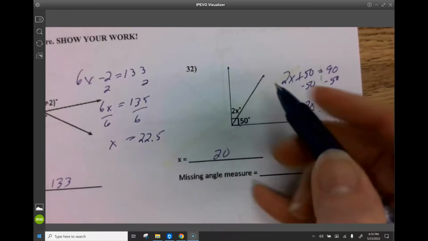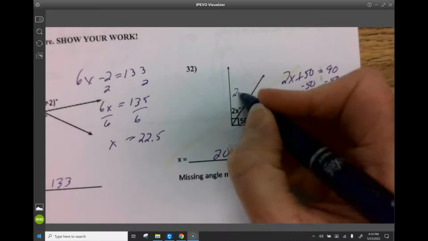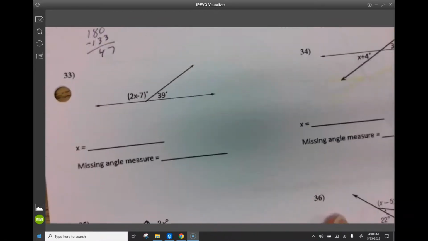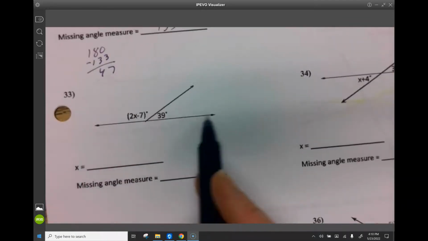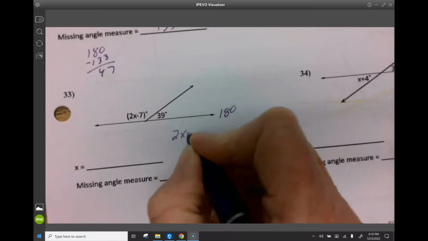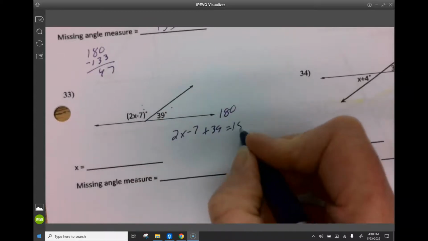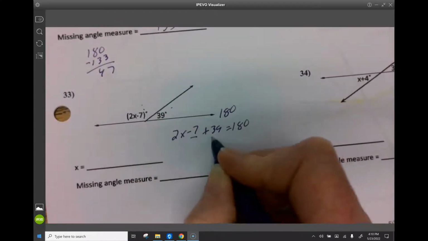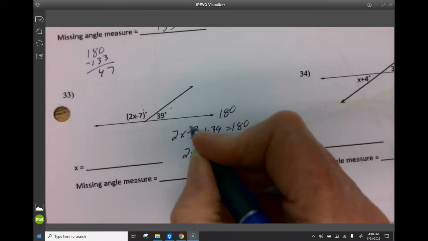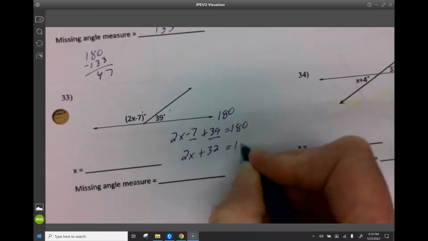So x is 20. And when they say a missing angle, I believe they mean probably this one. Well, that would be 2 times 20, so that'd be 40 degrees. Okay, number 33, look, it's on a line. If it's on a line, that's a straight angle, so that's 180 degrees. So we have 2x minus 7 plus 39. You always add the two angles together. That's going to be 180. Now you can combine like terms. We have a negative 7, and if you want, you can cross the line and change the sign. Negative 7 and a positive 39 is going to be 32.